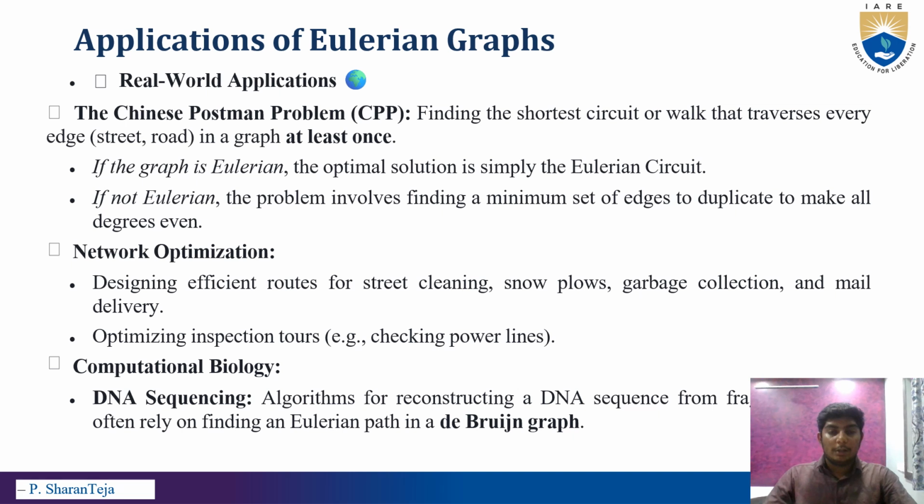And computational biology. Graph theory is also used in biology. For example, in DNA sequencing, Eulerian paths are used to reconstruct the sequence from overlapping fragments using a structure called a de Bruijn graph. So from the postman problem to biology, Eulerian concepts play a vital role.